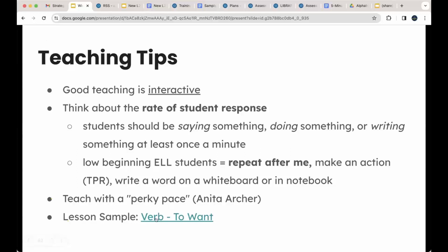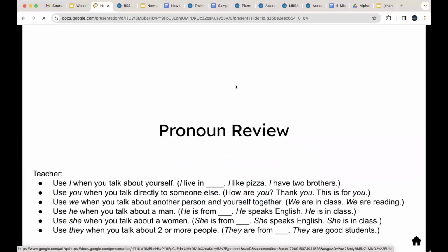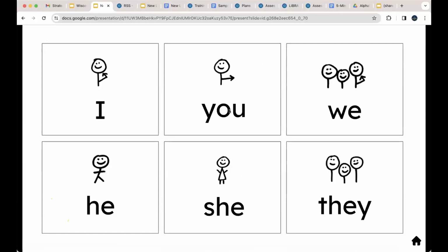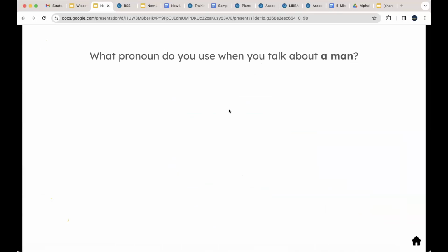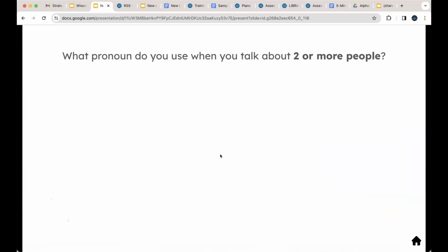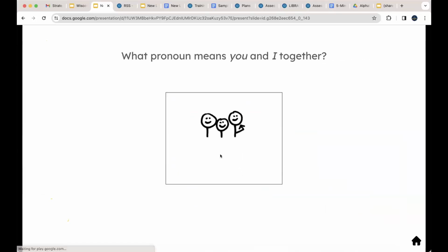And I'm going to show you this last lesson example to describe how all of that can look. This is a lesson slideshow to teach about using the verb to want. So we'll start with a pronoun review. In past lessons, the students have already learned about these, so this is just review. So I can drill the students: what pronoun do you use when you talk about a man? And they would look at this clue and say he; for a woman, she; for two or more people, they; yourself, I. Okay, and so forth.